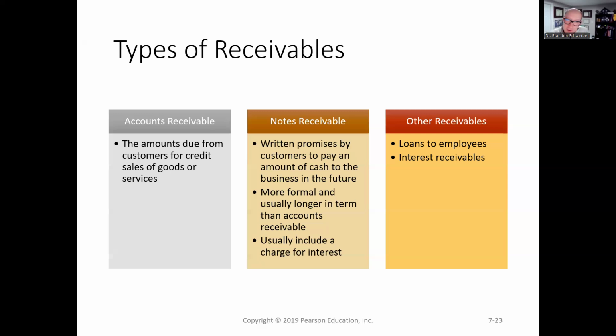Other types of notes receivable could include a loan to an employee. That happens from time to time. It's called an advance on their paycheck. It's a loan to the employee, and we document that as a receivable. We also have interest receivables. We expect to earn interest on a note receivable, for example, so we document that as interest receivable.